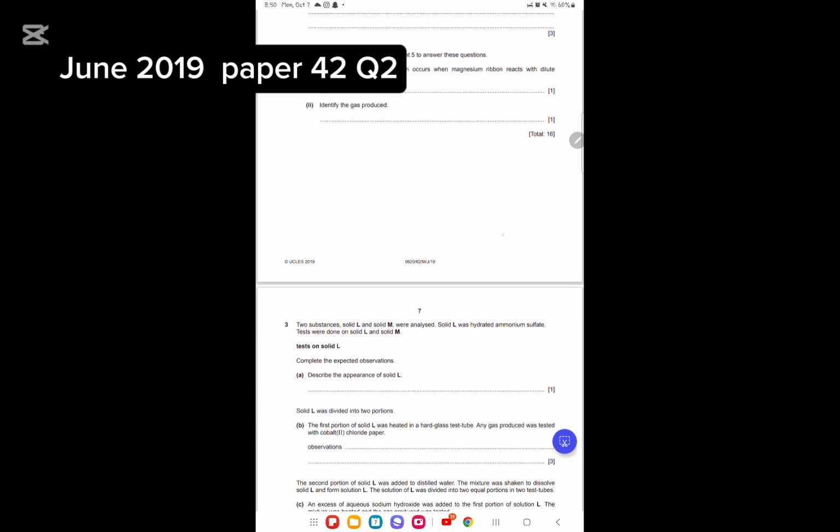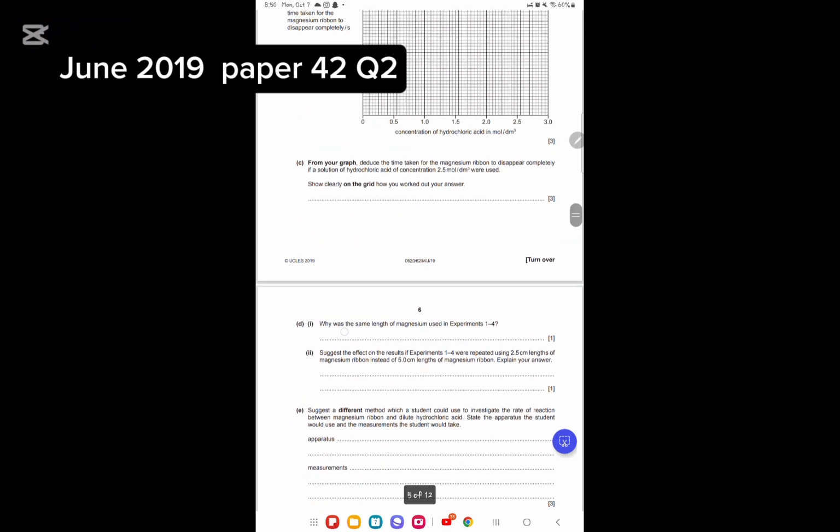For part F, okay, use the observation from experiment 5 to answer these questions. What type of chemical reaction occurs when magnesium ribbon reacts with dilute hydrochloric acid? So we go back to 5.